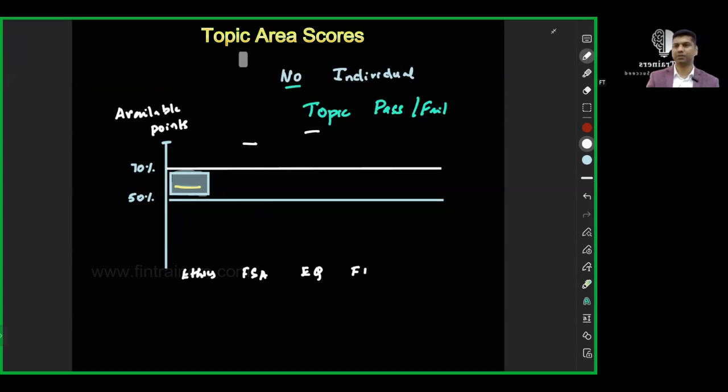Okay, so this is a question that's commonly asked. Do I need to clear each of the topics? The answer is no, but obviously it's good that you can get above 70% in each of the topics. That's what we should aim for, but you can still clear your level 1 examination or level 2 or level 3 if you don't get above 70% in each of the topics.